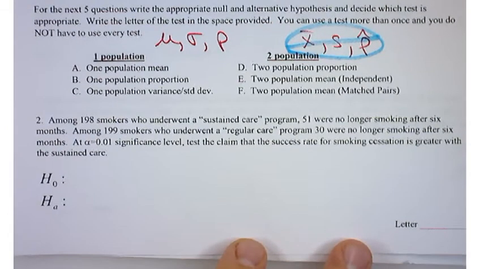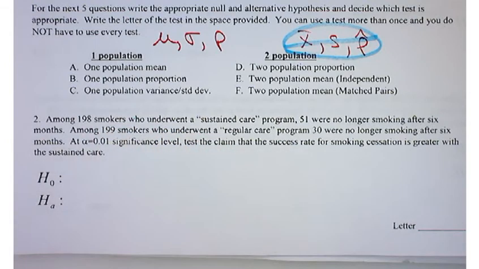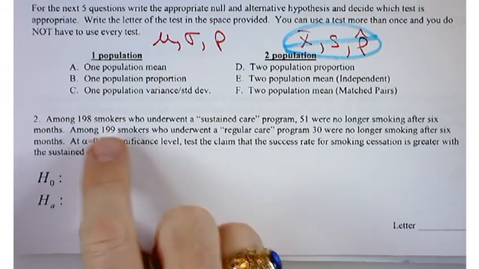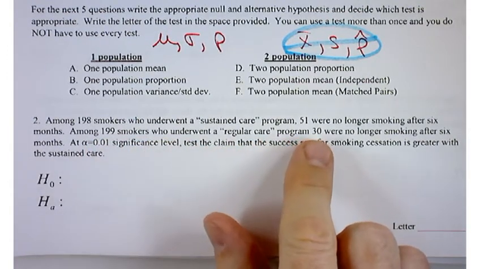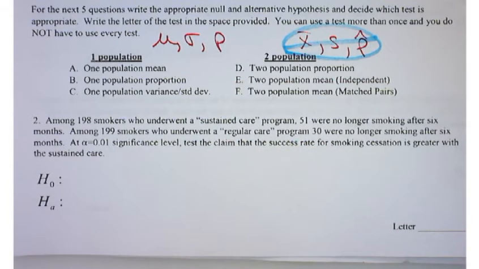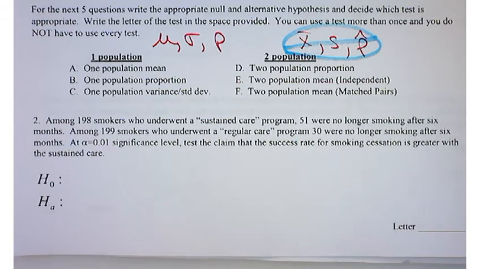Starting with the first one here. 198 smokers underwent a sustained care program. 51 were no longer smoking after 6 weeks. 199 smokers underwent a regular care program. 30 were no longer smoking after 6 months. At the 1% significance level, test the claim that the success rate for smoking cessation is greater with sustained care.